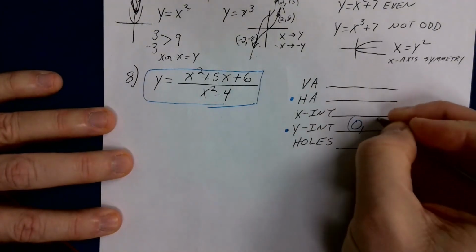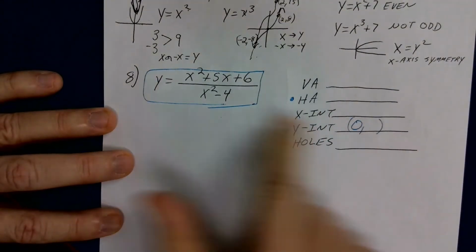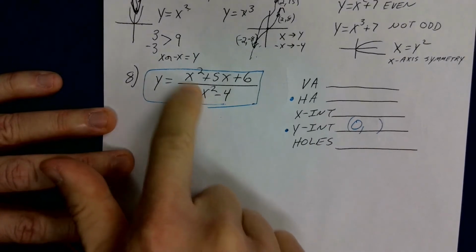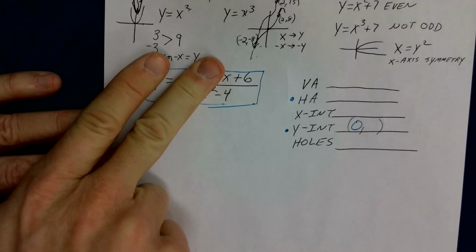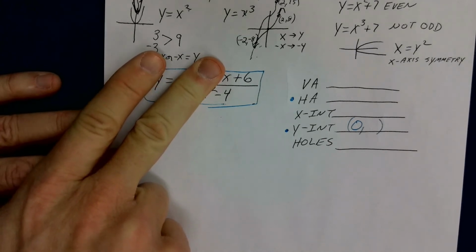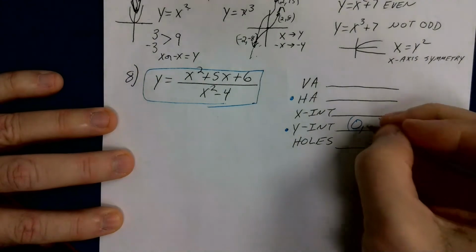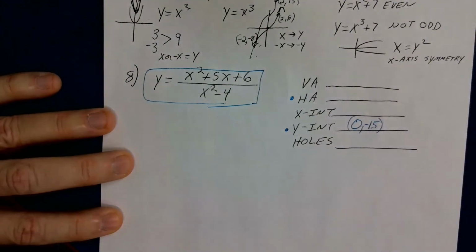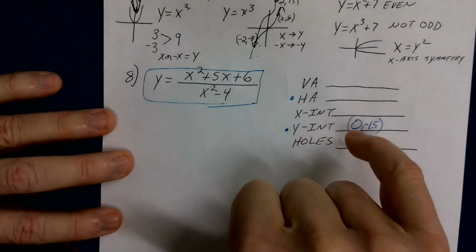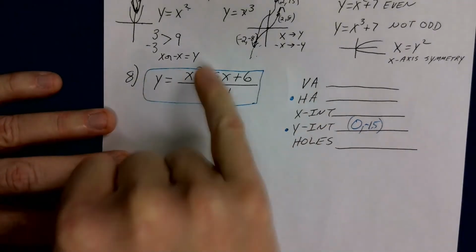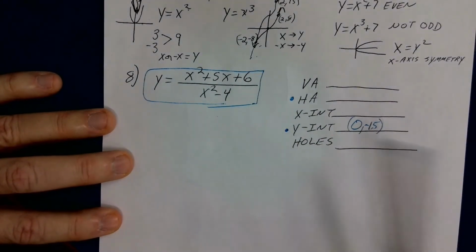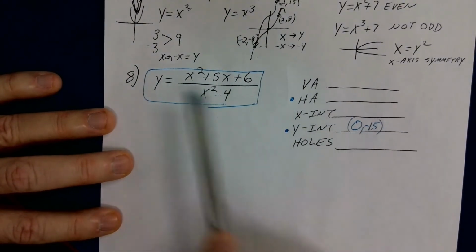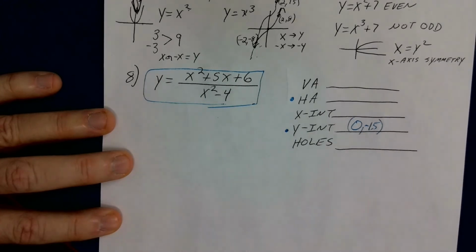The y-intercept is when x is 0, so I want to do that right now. So plug 0 in for x. You'll see that this x squared, and that x all go poof. And I'm left with a 6 over a negative 4, which reduces to 3 over negative 2, or negative 1.5. Okay, so one more time. The y-intercept is when x is 0, so I plug in 0 for x. All those x's drop out, and I'm left with 6 over negative 4, which reduces to negative 1.5. So my y-intercept, this graph hits the y-axis at (0, -1.5).